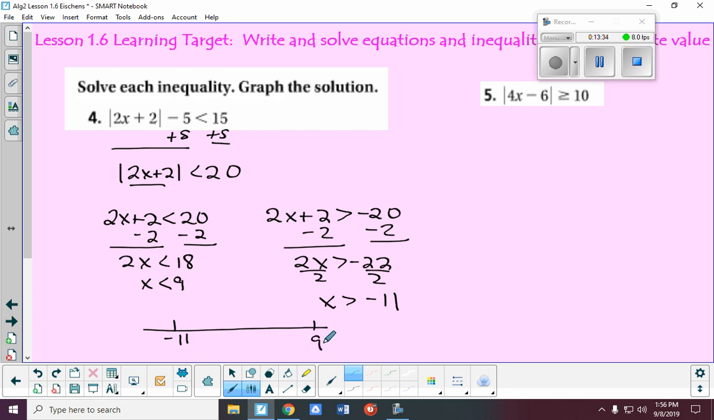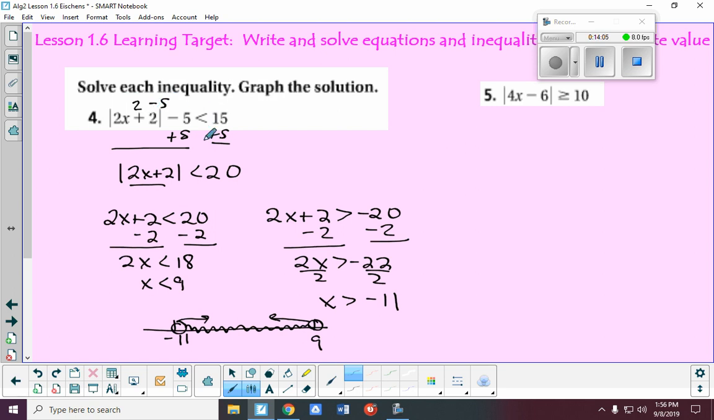So x is less than 9. So that's an open circle, and it's going to go that direction. X is greater than negative 11, open circle, and it will go that direction. So in other words, any value within these two numbers will work if you plug it in. For example, 0 is right in the middle. If you plug 0 in here, you'd have 2 times 0, 0 plus 2. Absolute value of 2 is 2, minus 5. That gives you negative 3, and that's less than 15, so that works.